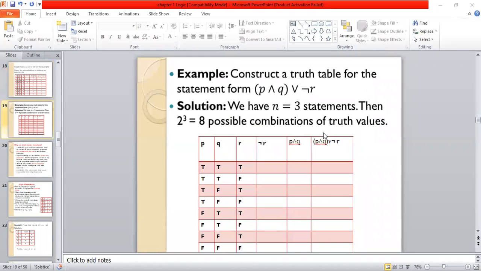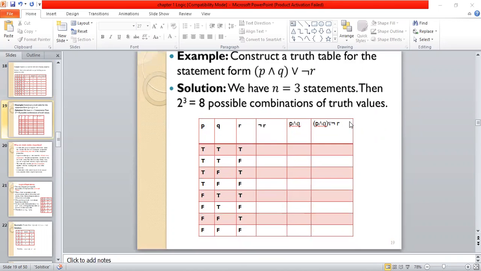Let's see another example. Construct the truth table for the statement given by P and Q or negation of R. You can see clearly from the compound proposition that there are three simple propositions or statements, so 2 to the power of 3, which is equal to 8 possible combinations of truth values. Let's construct a table with three simple propositions P, Q, R. Then we have 8 possible truth values.